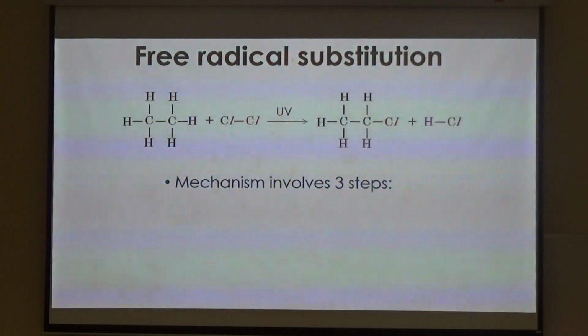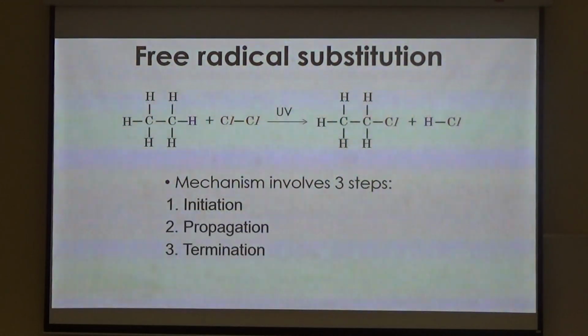So the mechanism itself involves 3 steps. The first step is the initiation, that means to start the reaction, the formation of your radical. The second step is the propagation. This is the step whereby you get all the things that you want, whether mono substituted or poly substituted. The last one is the termination. Termination is whereby the reaction will stop when 2 radicals come together. So this is initiation, propagation, and termination.